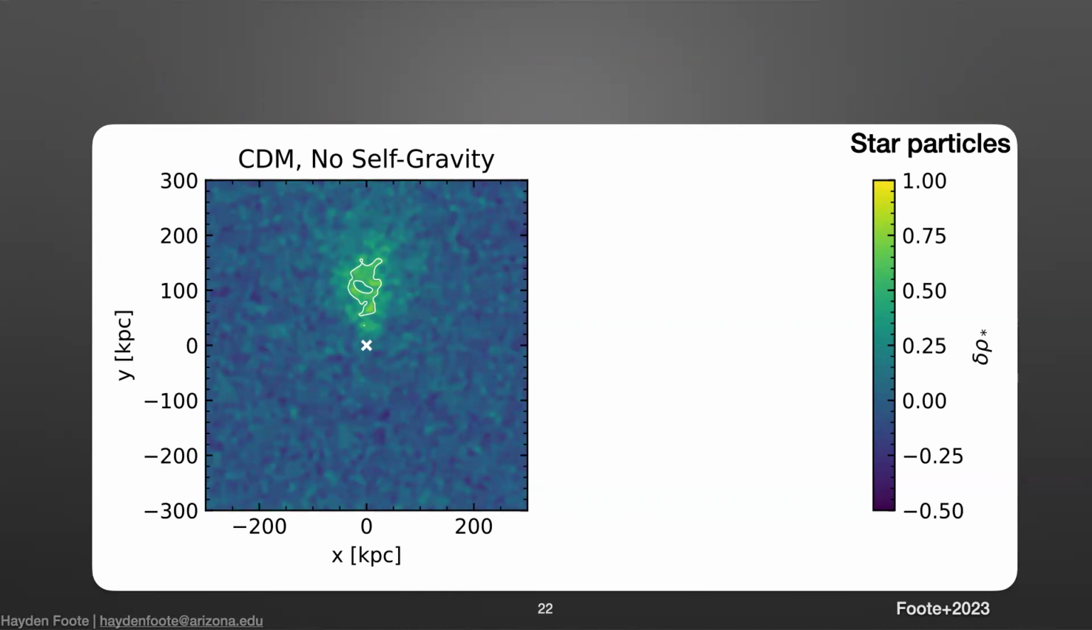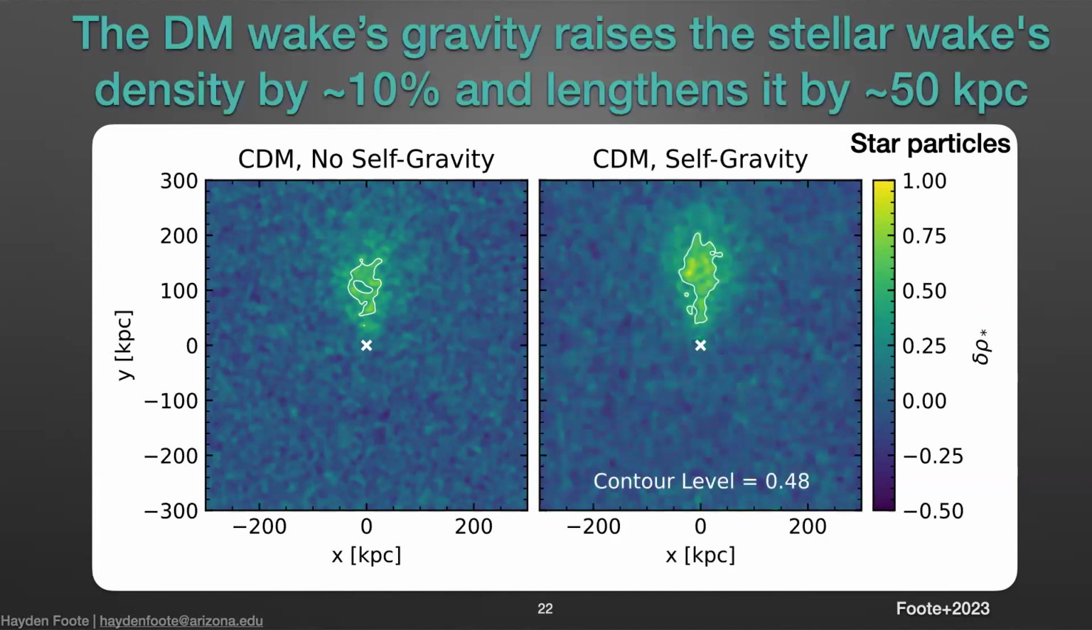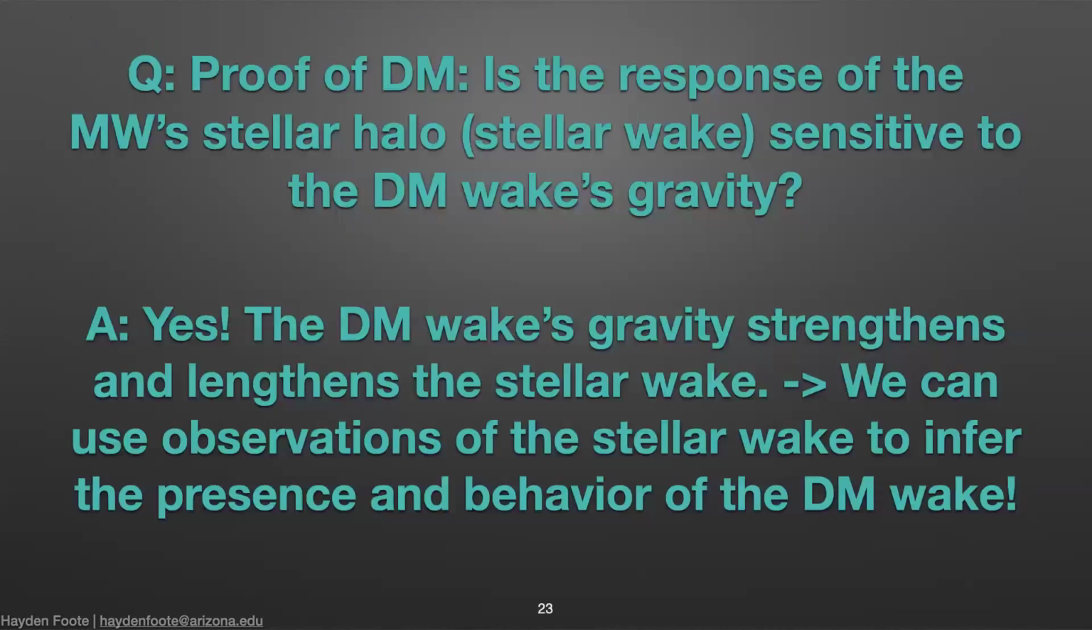Cold dark matter without self-gravity, again, here on the left. So again, I want to really hammer home that the only gravitational force on these particles is from the LMC. This is the wake that would be formed in the stellar halo if dark matter did not exist. If I let the stars then feel the gravity of the dark matter wake, again, we see a pretty good difference. It's a similar scenario as with the dark matter particles. The wake gets longer by about 50 kiloparsecs, and you raise the density by about 10% or so. And so that's great. That answers our first question.